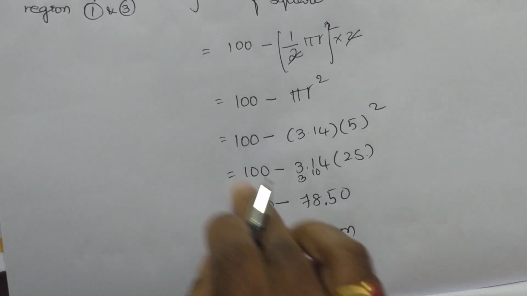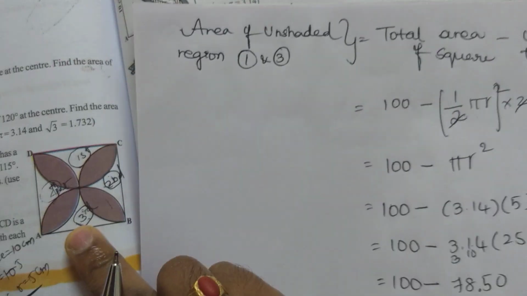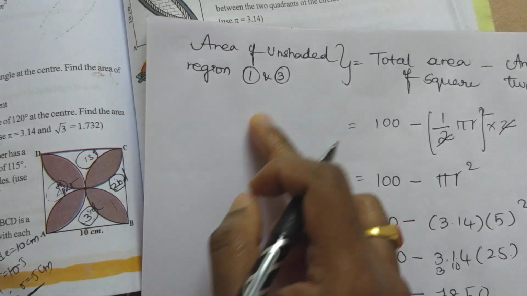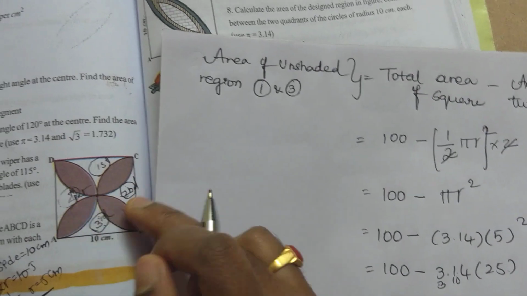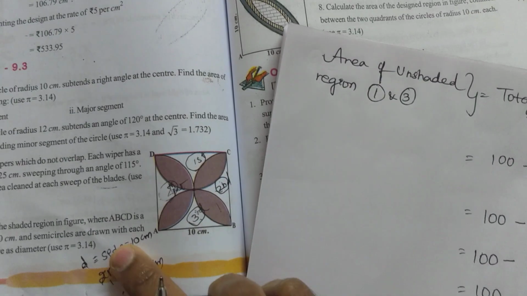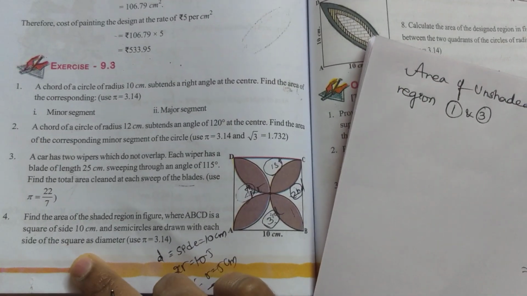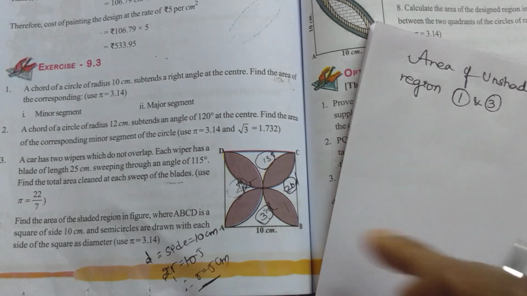So what is this? Area of unshaded region 1 and 3. So this first and third unshaded region sum, we got it as 1 and 3. But when you see here, all the semicircles are drawn with the same radius. That is what they have mentioned in the question here. Semicircles are all drawn with each side of the square as diameter.